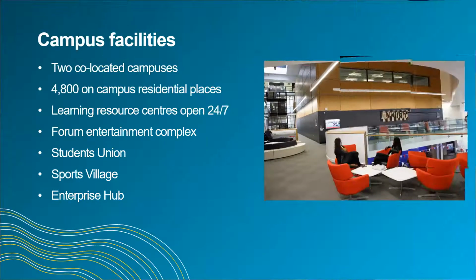In terms of facilities, I've already said that we have the two co-located campuses. We have 4,800 on-campus residential places. There are various different types of accommodation that you can have. Virtually all of them are single room, but there are some double rooms as well. And you do have a choice of which campus you want to live on. And we would expect, as an exchange student, you would be living on campus with us.